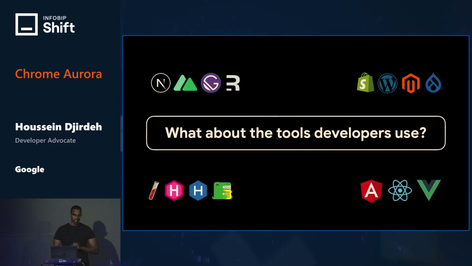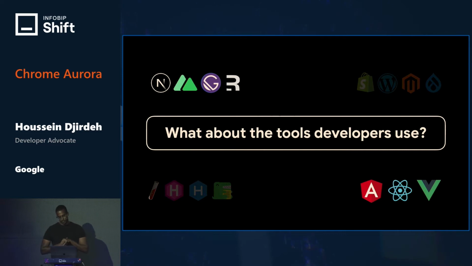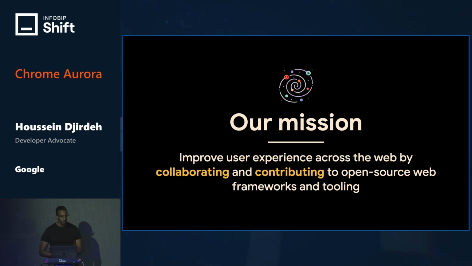The good news is that there's already a Chrome web platform team that is working to improve content management systems like WordPress, Magento, and so on. But there's no team doing this for the JavaScript framework ecosystem until the Aurora team was born. The primary mission of Aurora is to improve user experience across the web by collaborating and contributing to open source frameworks and tooling. The key words here are collaborating and contributing. We don't want to only act as a consultancy or advisory group, but to actually design proposals and submit feature and pull requests to land new optimizations in these repositories directly.